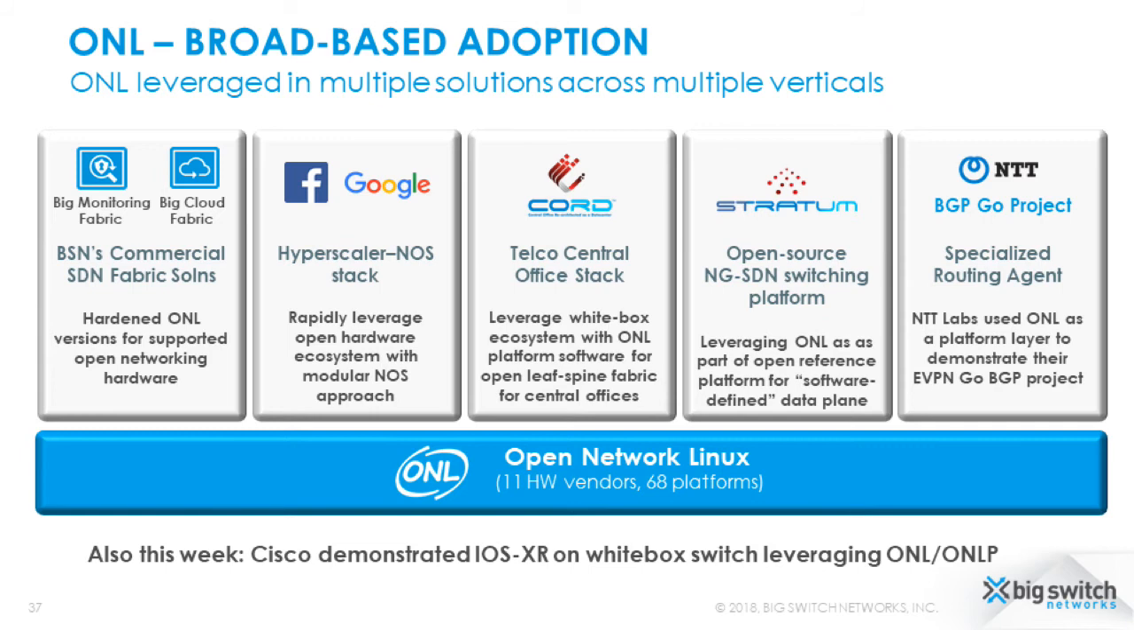And NTT's BGP Go project, which is a specialized routing agent for EVPN, has demonstrated leveraging ONL on open networking platforms. And this week at ONS, Open Networking Summit, Cisco also demonstrated IOS XR on a white box switch, leveraging ONL and ONLP. So we see that the promise of ONL, which is a choice of NOS to open networking hardware, and a choice of open networking hardware to a given NOS, is coming to fruition. It has become a reality. And this allows us to now bring innovations at the upper layers of the networking stack, which are sorely needed, and catch up and become a first-class citizen with innovations that are occurring in compute and storage.